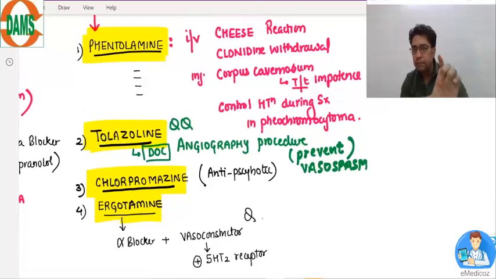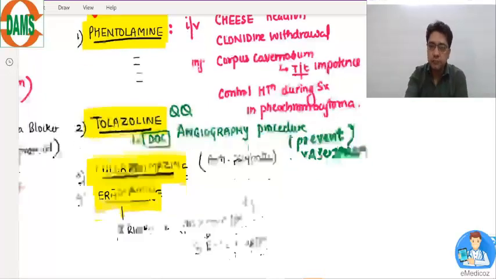So this is a very important slide for you. Which alpha blocker is a vasoconstrictor? Ergotamine. So this completes our non-selective alpha blockers. Yes, you're absolutely right, Partha, ergotamine is used in migraine, because of its vasoconstrictive property.